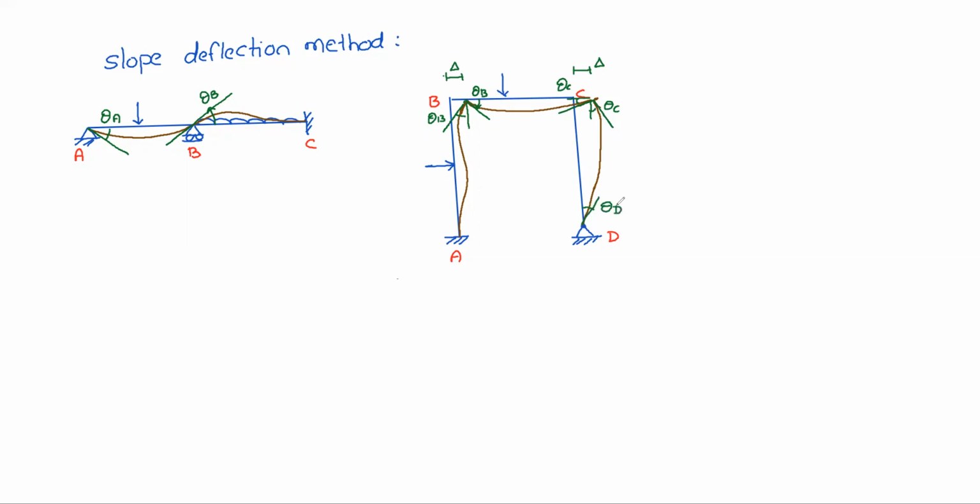Okay. Now here in beam structure here, displacements theta A, theta B. Here displacements theta B, theta C, theta D, and delta. These are the displacements. Okay. The number of displacements in structure A, theta B.